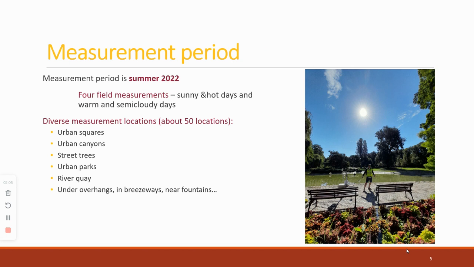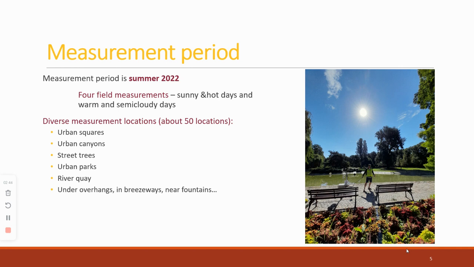So the campaign was organized like this. We had 4 field measurements on sunny and hot days, and also on warm, sunny and cloudy days. In this campaign, we had one Marti cart that stayed in one place in an urban square, which contains no greenery and is in the open space. It served as a reference location. And we had the other Marti cart that we moved around to different locations. We covered about 50 locations.